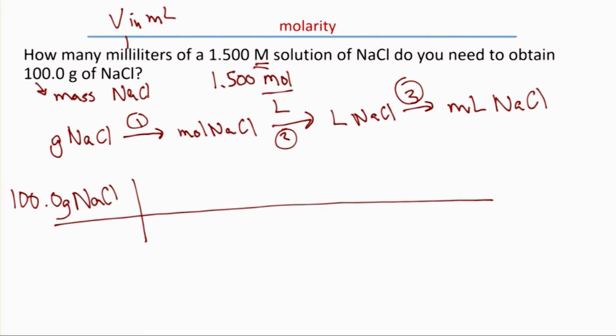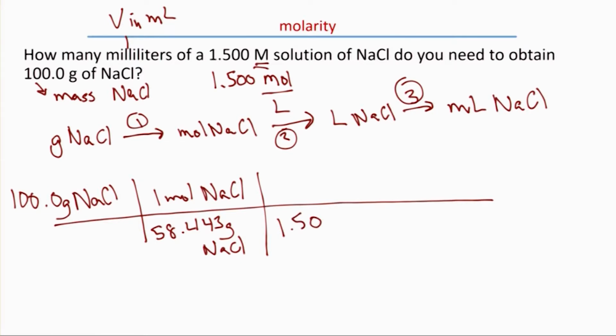We have 100 grams of sodium chloride that we're going to start with. We already have found the molar mass in the previous problem. That relates grams to moles. It came from the periodic table. It was 58.443 grams for every 1 mole of the NaCl. Then once we're in moles, we can use the conversion factor to get to our volume. In this case, we want moles to cancel. So I'm going to write the 1.5 moles on bottom for every 1 liter up on top.